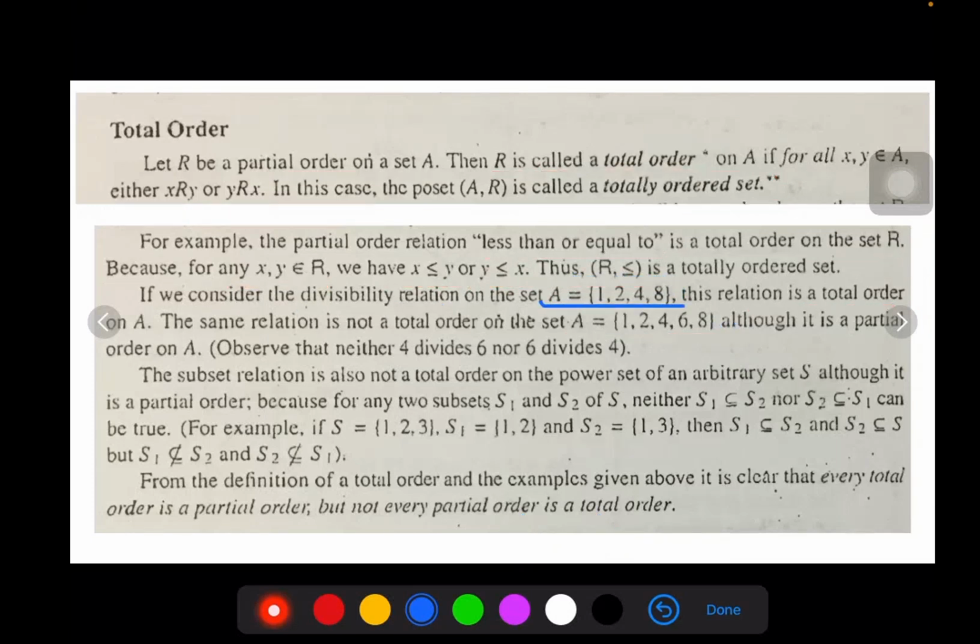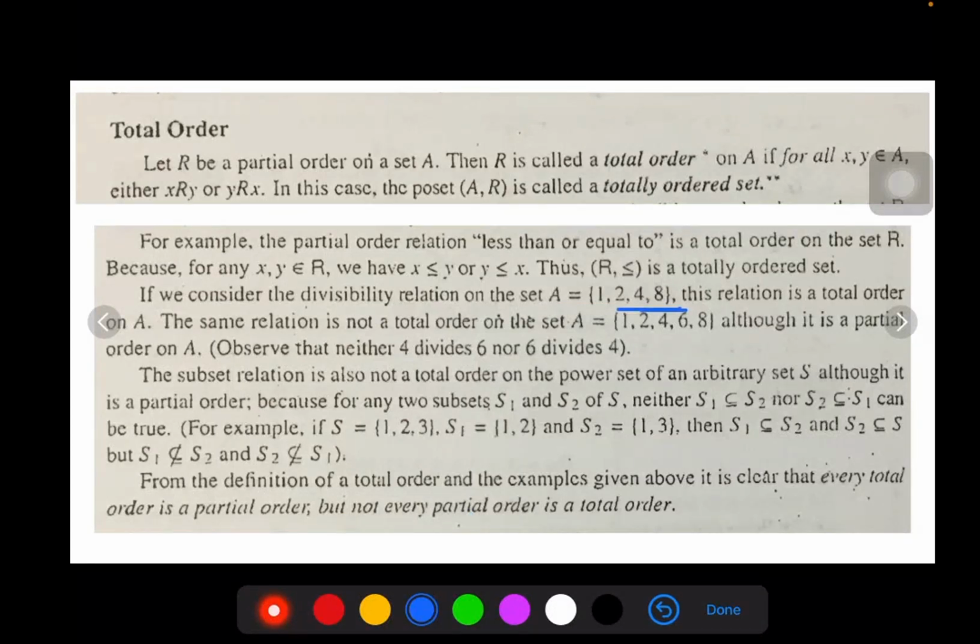For this, how do I check the property? 1 divides 2, true, but 2 divides 1 is not. So any one of the relations is present there. Yes, it is present. Like this, you can check for all the elements. Similarly, you can also check with other elements for the transitive property.